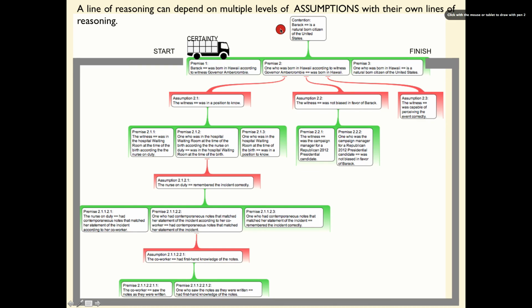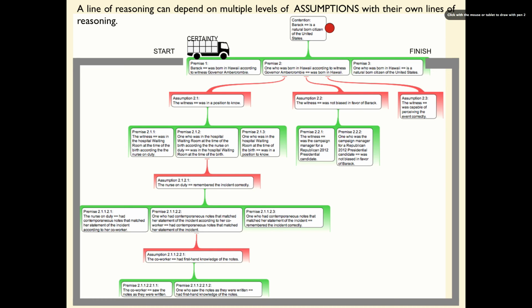So here our contention is that Barack is a natural-born citizen of the United States. And to support that, our line of reasoning, the logic bridge, is that premise 1, Barack was born in Hawaii according to witness Governor Abercrombie. Premise 2, back to front now, one who was born in Hawaii according to witness Governor Abercrombie was born in Hawaii. And premise 3, one who was born in Hawaii is a natural-born citizen of the United States.